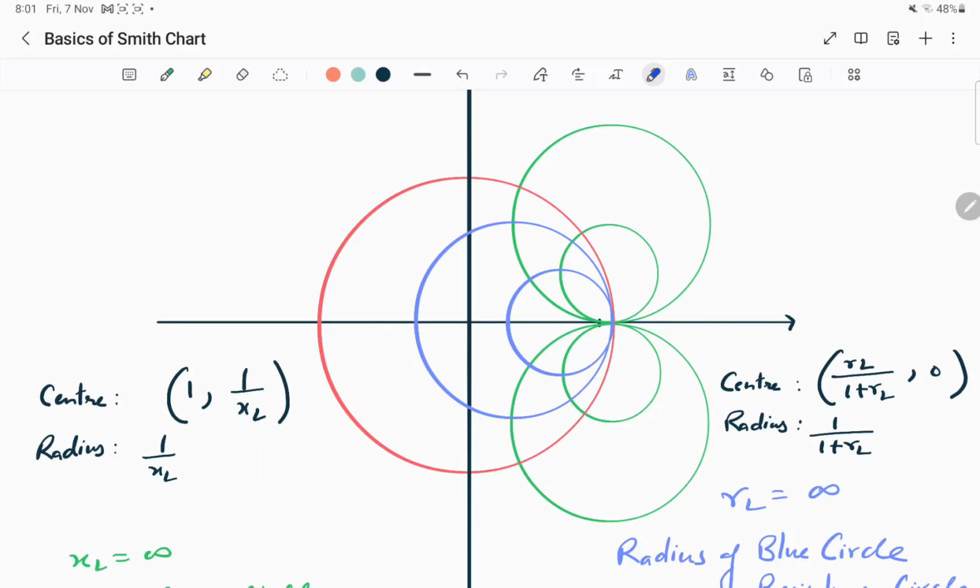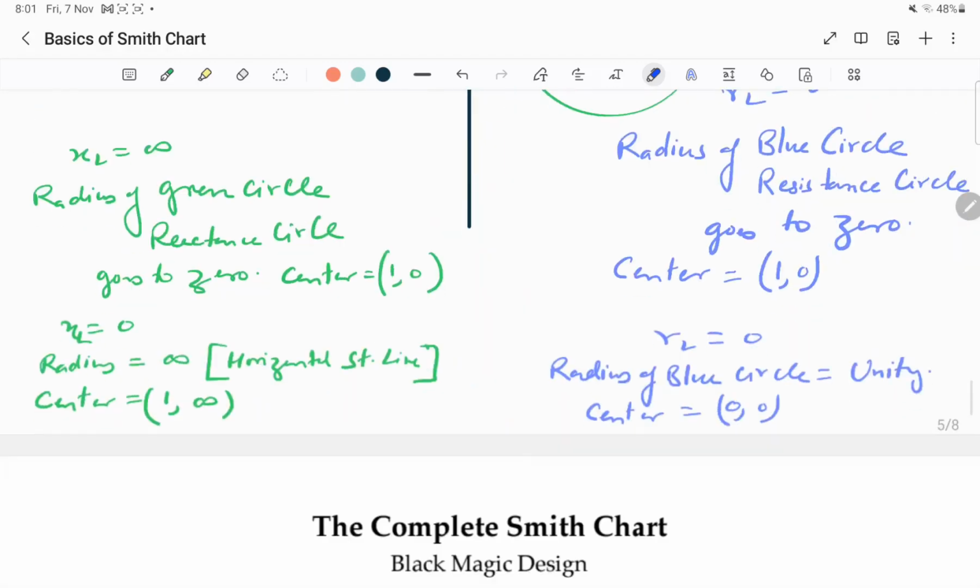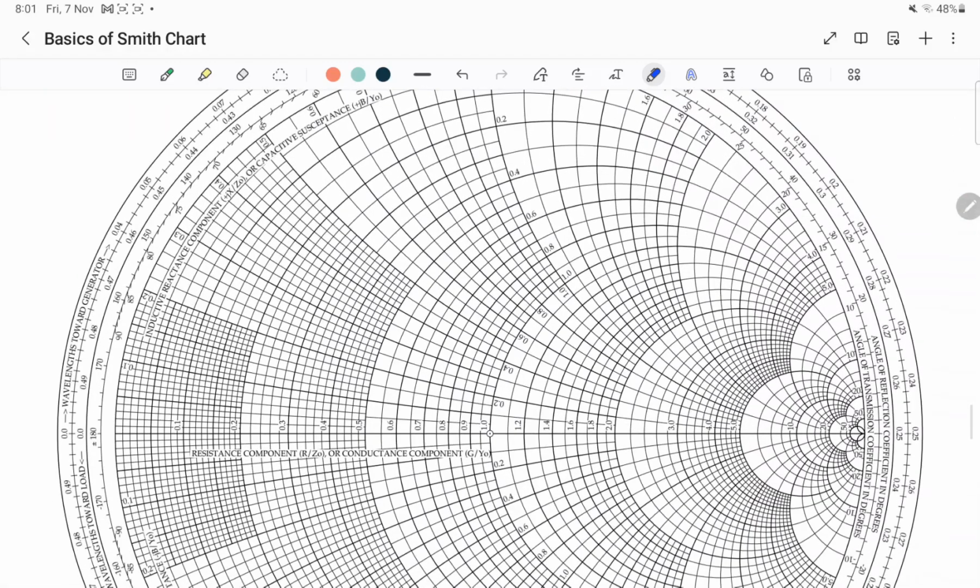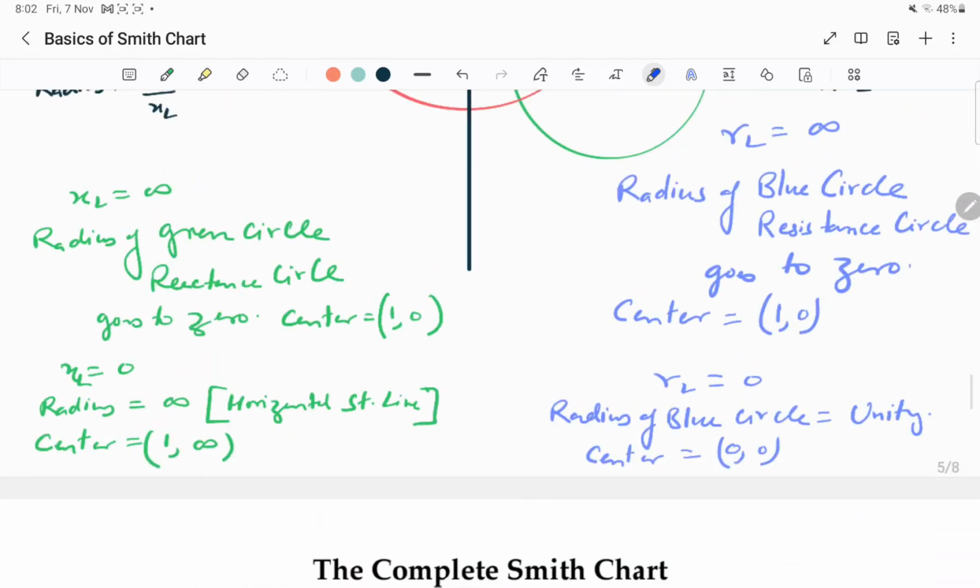Okay, so when you look at a Smith chart, you can only see a part of the reactance circle, which is only this curve or this curve. Alright, that is why in a Smith chart these arcs are visible, which represent the reactance circle. Okay, alright.